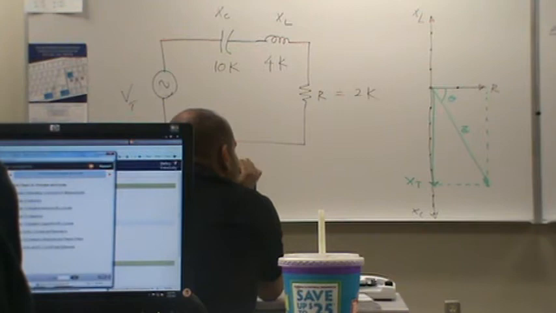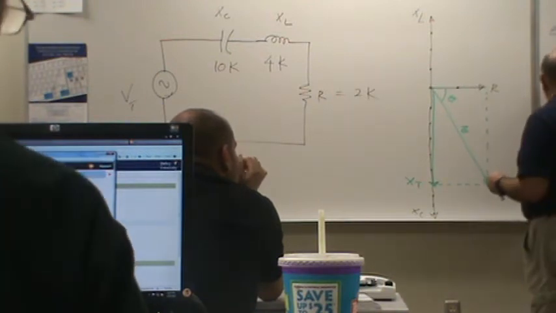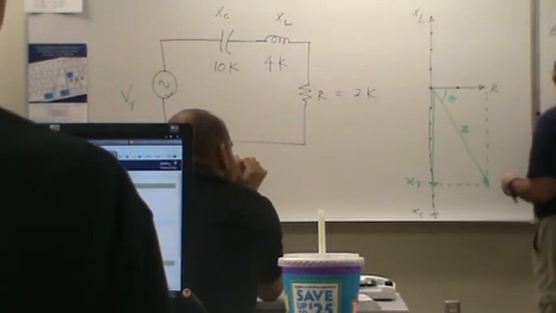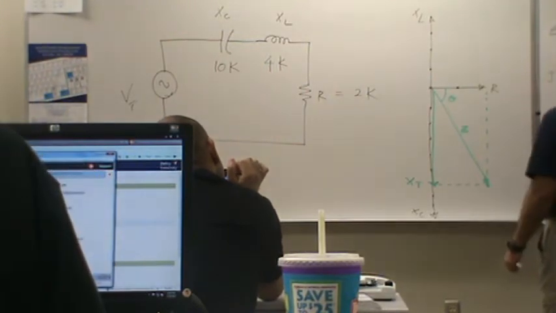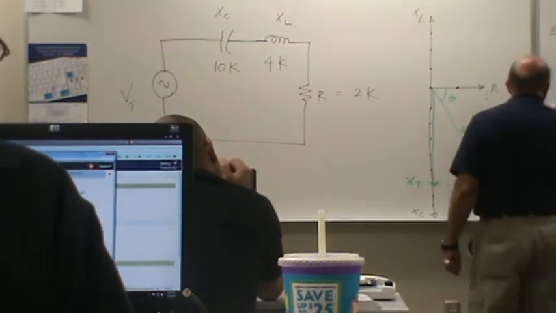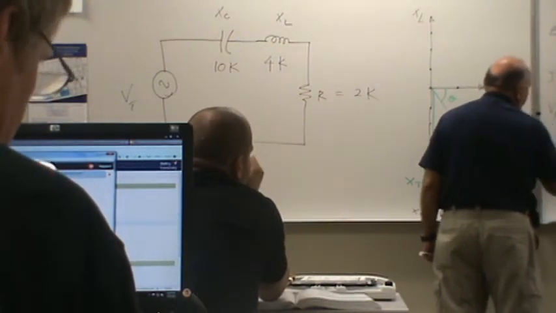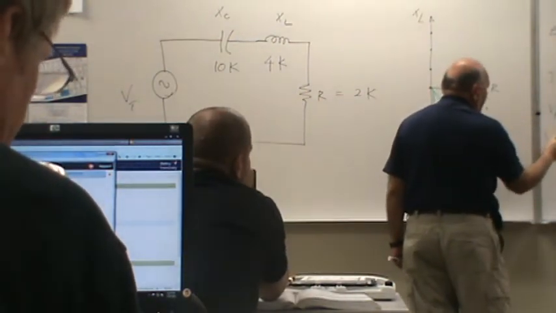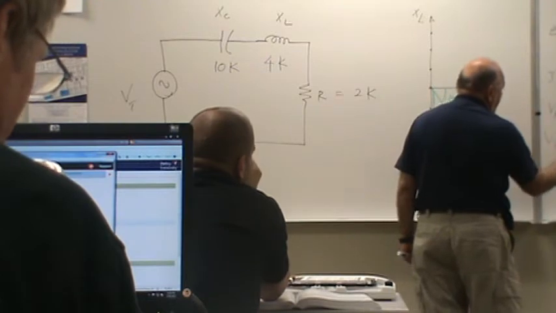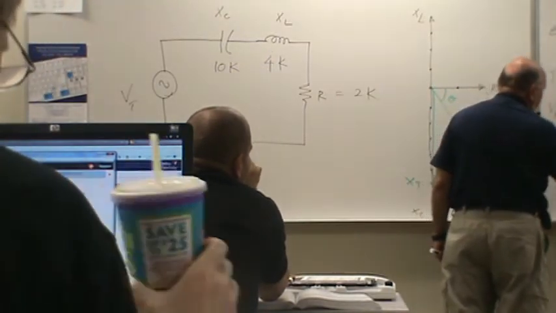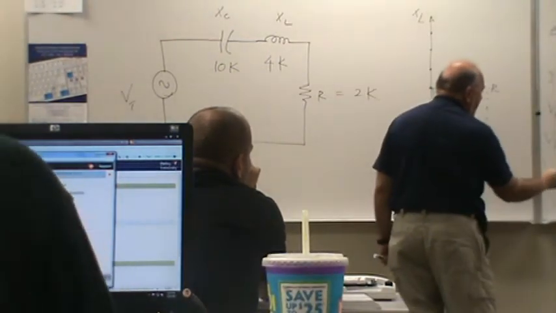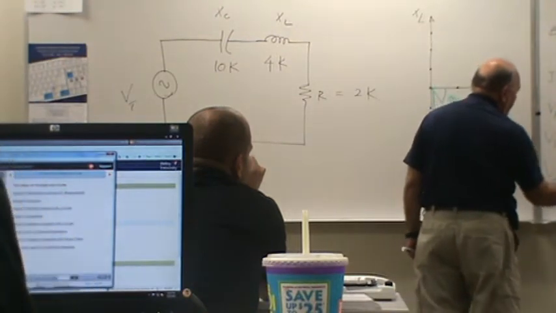Obviously now I can find out the current. I is equal to V over Z. V sub R is I times R. V sub L is equal to I times X of L. V sub C is going to be I times X of C.